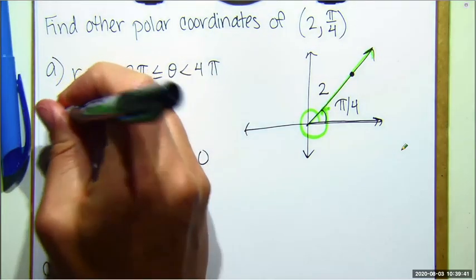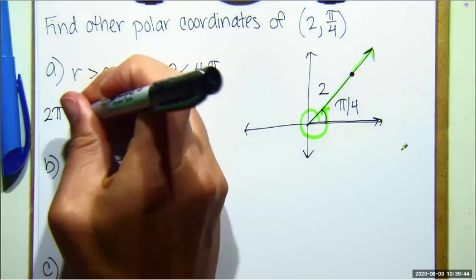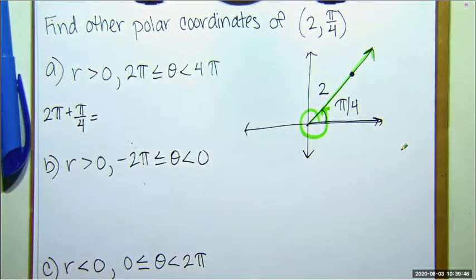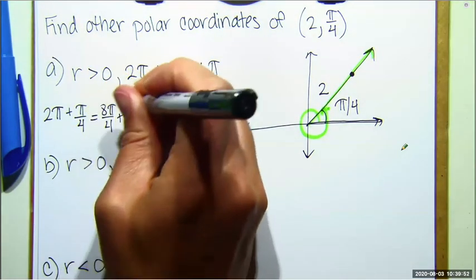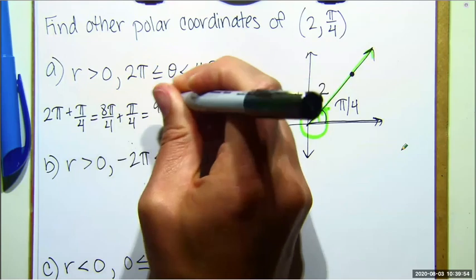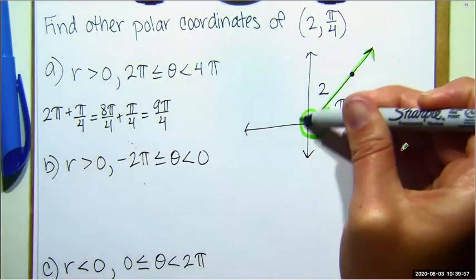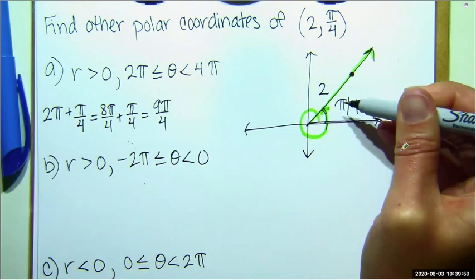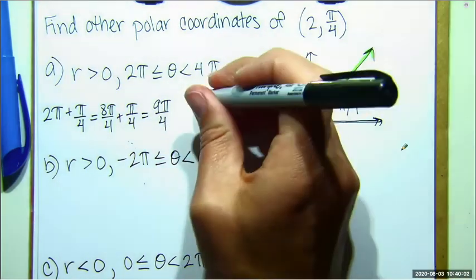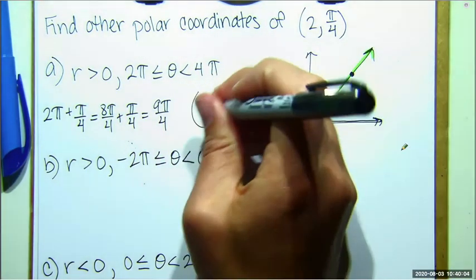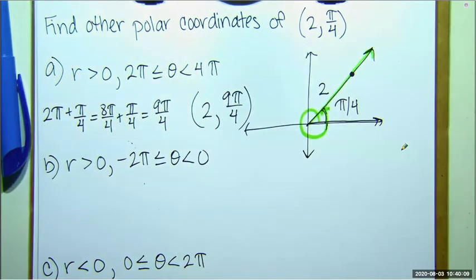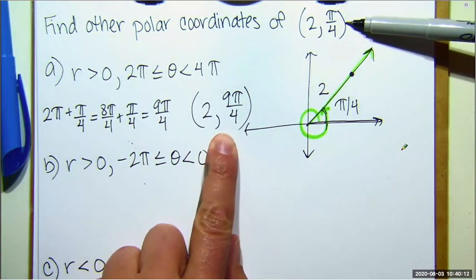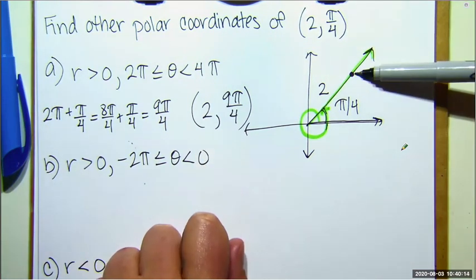Okay, so we'll make 1 full revolution plus we'll go pi over 4 more. So we have 2 pi, there's our full revolution, plus pi over 4 more. So 2 pi in terms of fourths, that's 8/4. So that's 8 pi over 4 plus pi over 4. That gives us 9 pi over 4. So this green angle going 2 pi plus 1/4 more gives us 9 pi over 4. So the other way of writing this, r is still 2. Our angle is now 9 pi over 4. Okay, so these two polar coordinates both correspond to the same point drawn here.